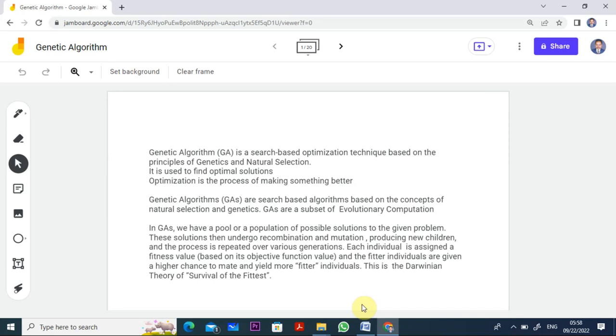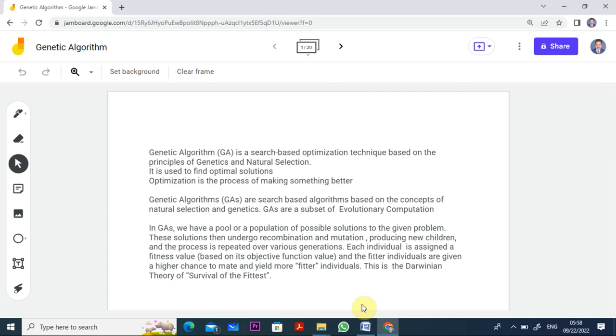So now I can say the genetic algorithm is a search based algorithm based on the concept of natural selection and genetics. These genetic algorithms are a subset of evolutionary computation. If you remember Darwin's evolution theory, this is also based on the same thing, that is survival of the fittest. So now in genetic algorithms we have a pool of population. What is this population? Here this population is the possible solutions to the given problem.